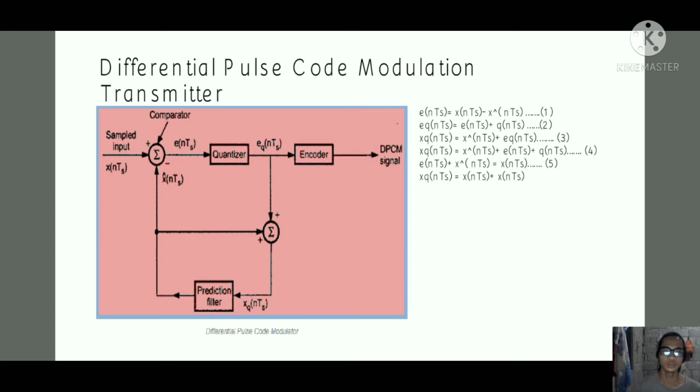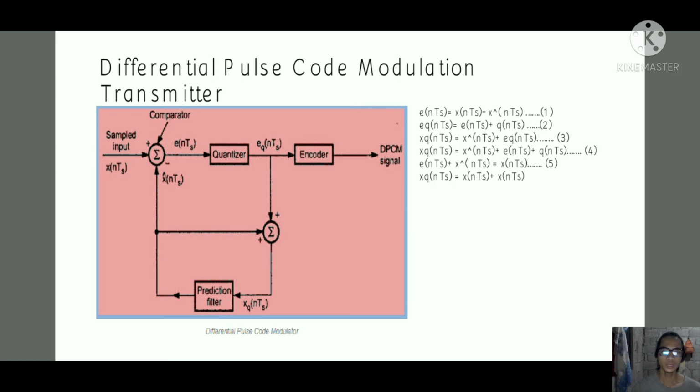The quantizer output would be written as e_q of nTs equals e of nTs plus q of nTs, equation 2. Here, q of nTs is the quantization error. From the above block diagram, the prediction filter input x_q of nTs is obtained by the sum of x-hat of nTs and the quantizer output e_q of nTs. x_q of nTs equals x-hat of nTs plus e_q of nTs, equation 3.